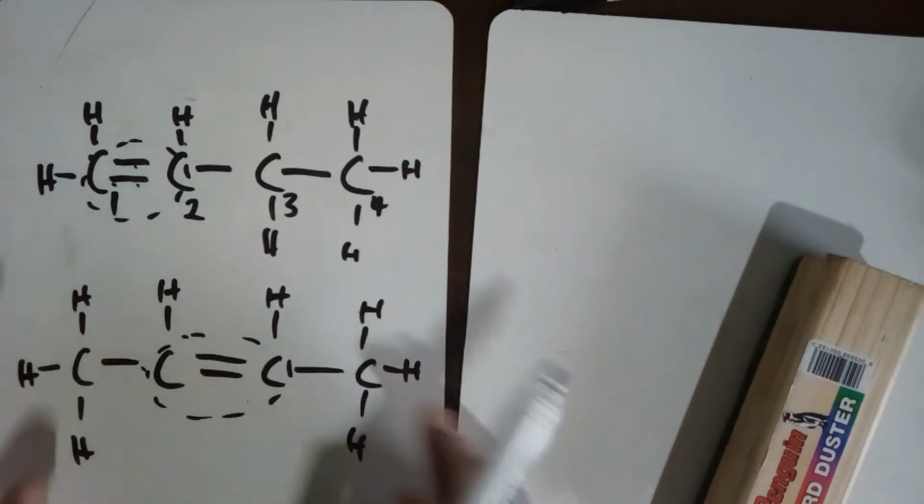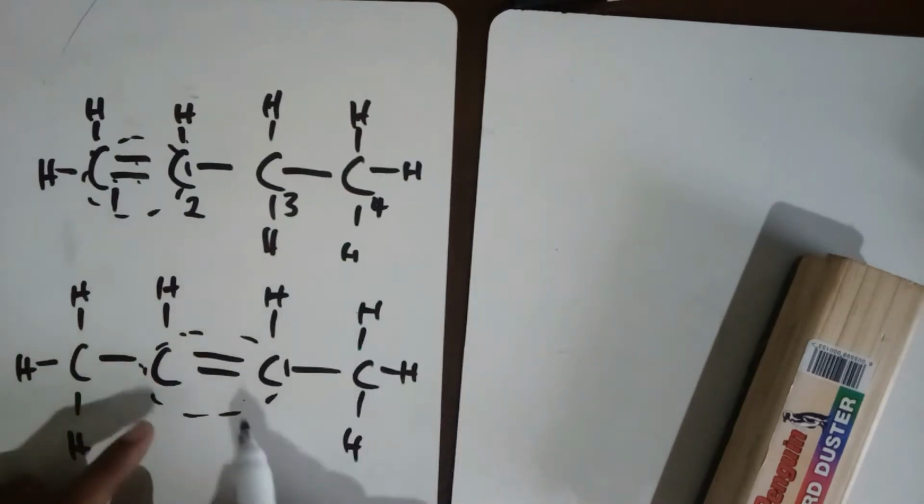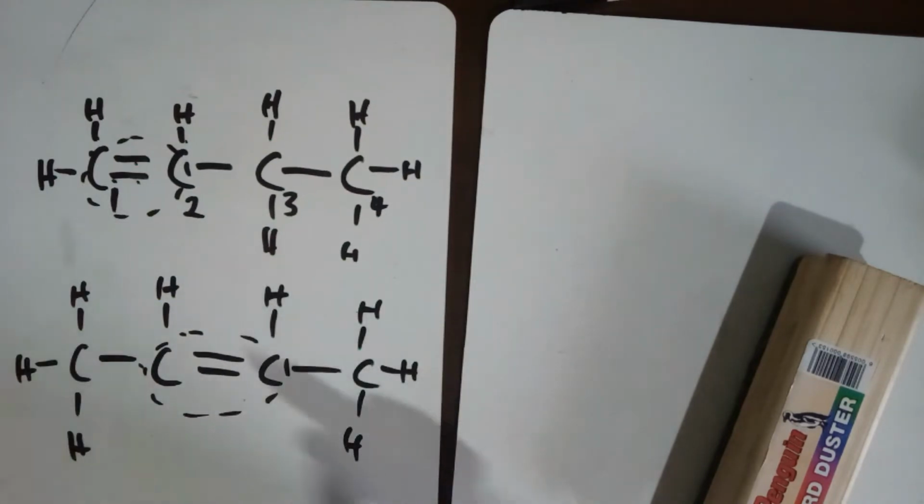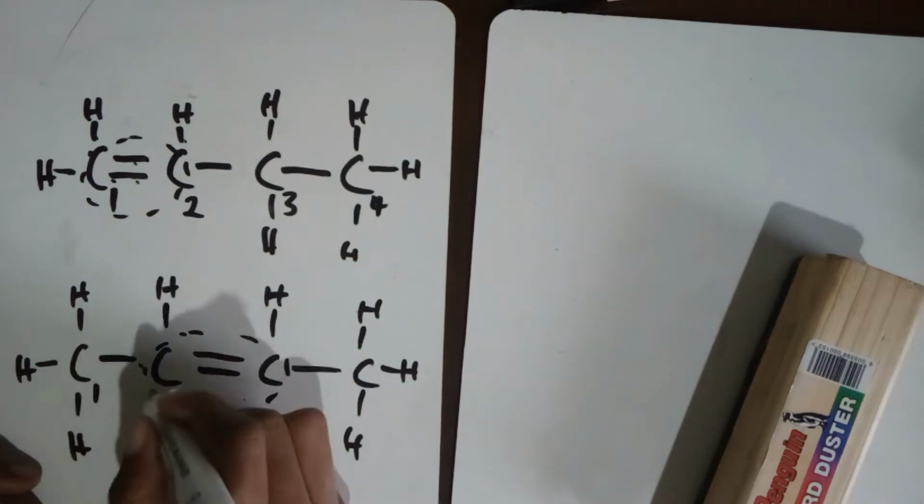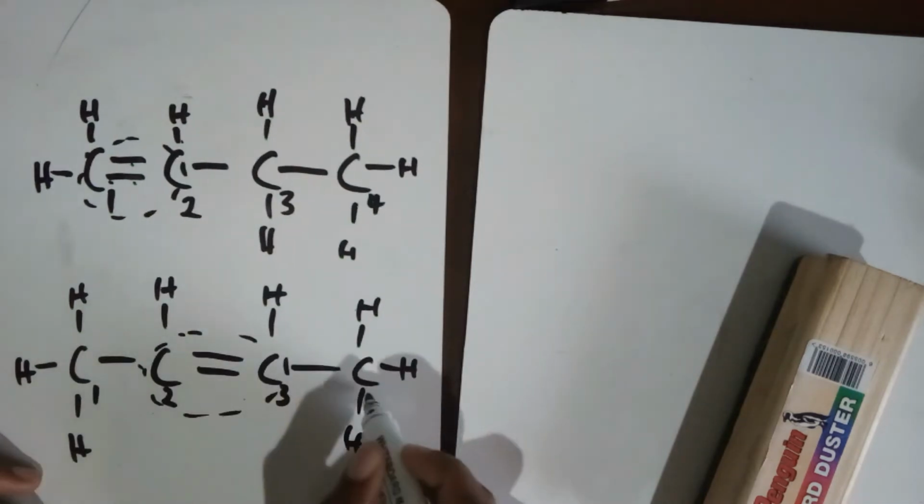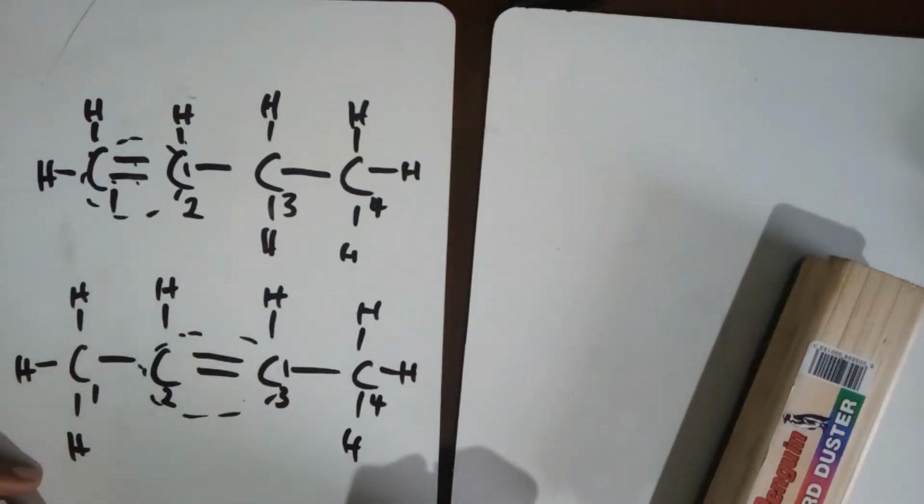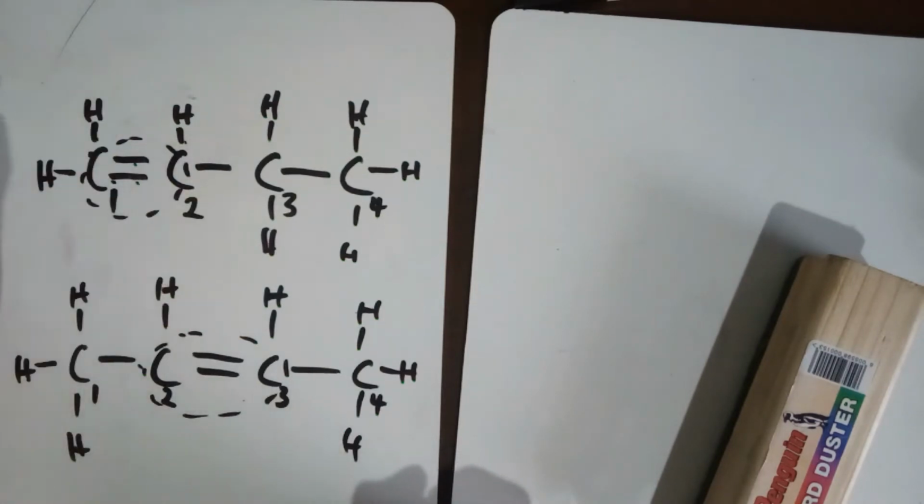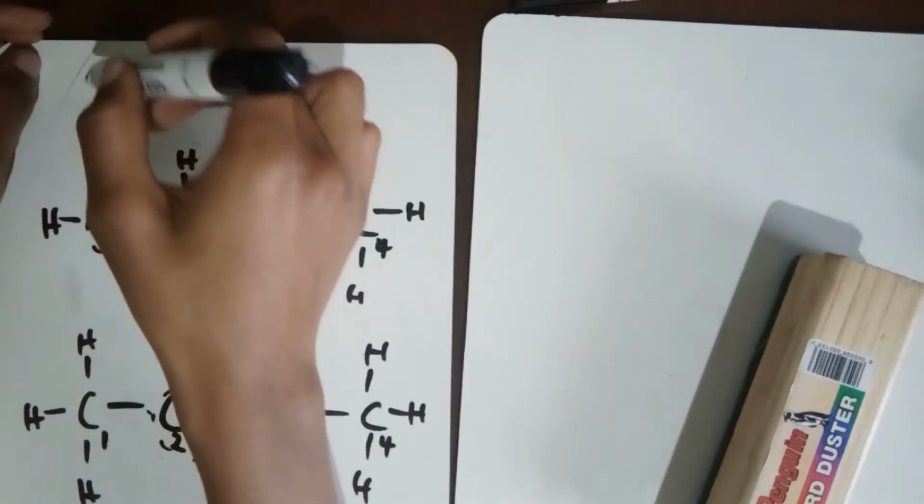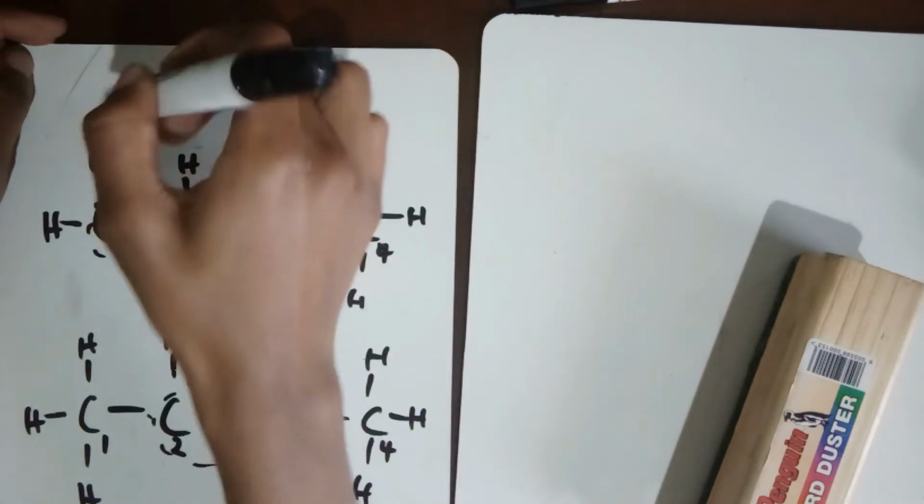In this case, you can see both of them are the same distance away from the functional group. So it really doesn't matter where we start. So we can say 1, 2, 3, 4, right?